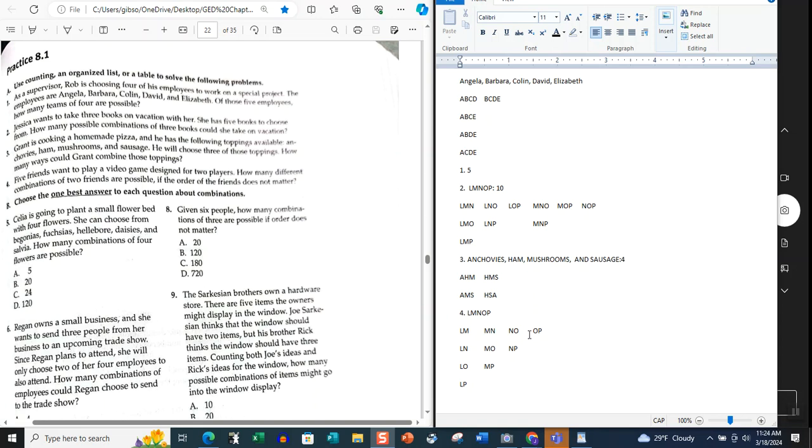Then the second friend, M, will go with N, O, and P. So remember, we don't want any repeaters. Then we have N with NO, NP, and then finally OP. Any other combination will have us repeating what we already have. So our answer here would be 10.